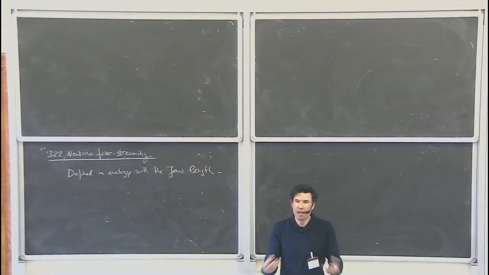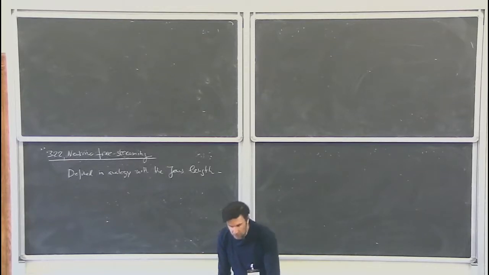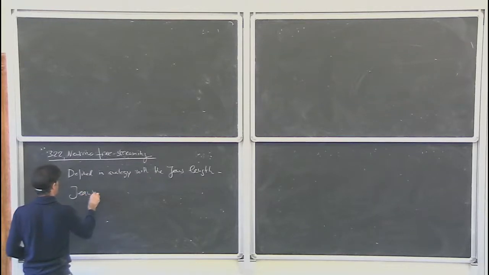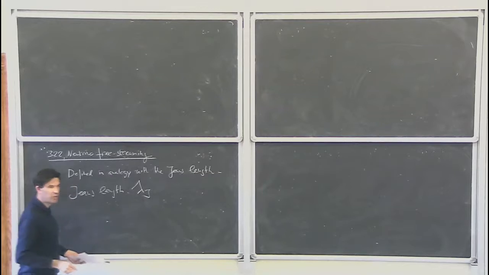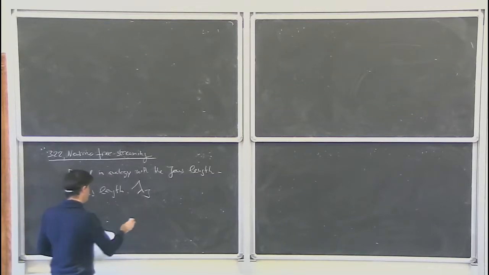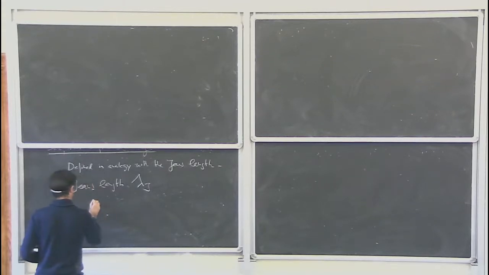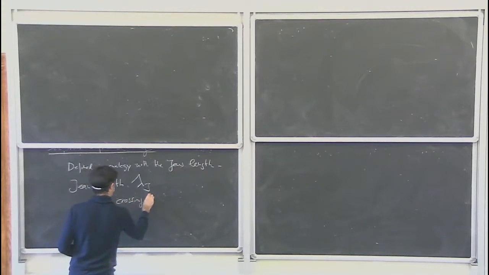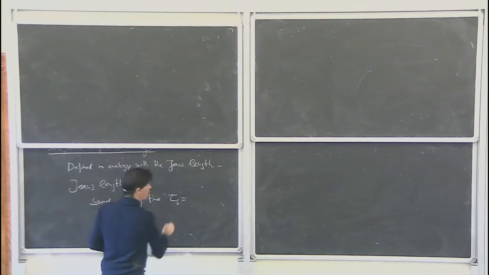So how do you get this scale? You basically equate two characteristic time scales, one related to the pressure and one related to gravity. So let's just write down the Jeans length, lambda j. And so you basically equate, first of all, the sound crossing time. So what is the sound crossing time?